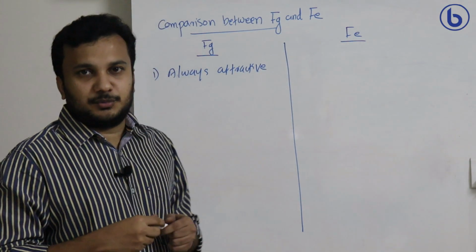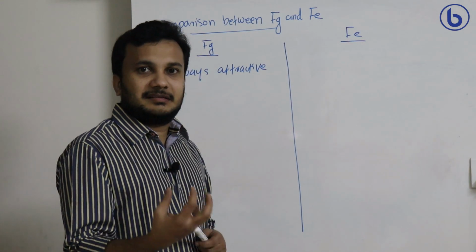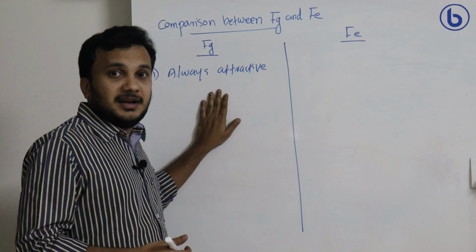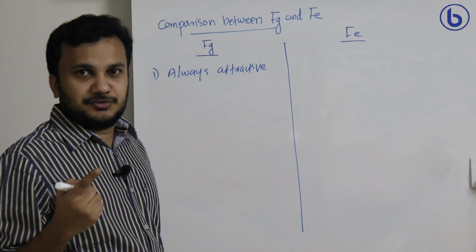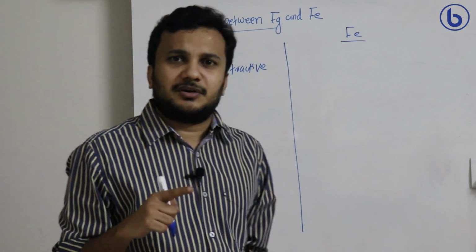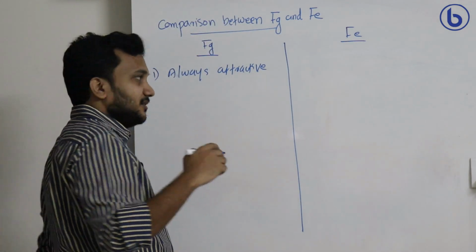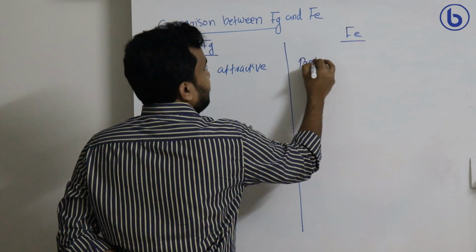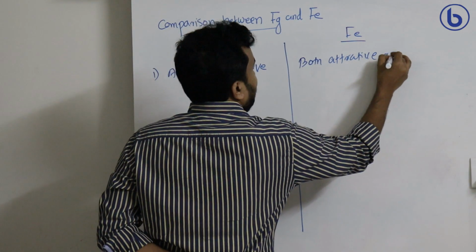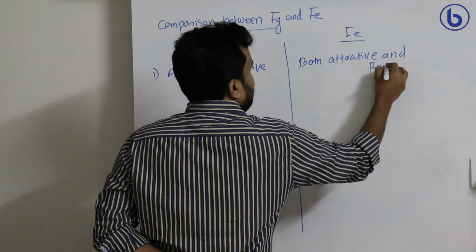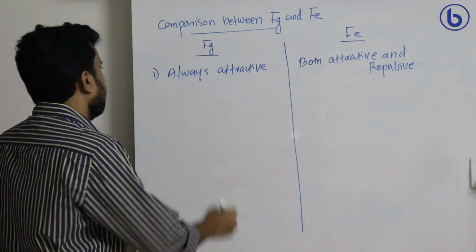Why? Because it is related to mass. For example, this is a pen. If I drop it, it is always attracted towards the center of the earth. So gravitational force is always an attractive force. But what about electrical force? Electrical force means Coulomb's force. Is Coulomb's force always attractive or always repulsive? It is both attractive and repulsive. We learned this in the last class, right? So this force is both attractive and repulsive. The first point is over.